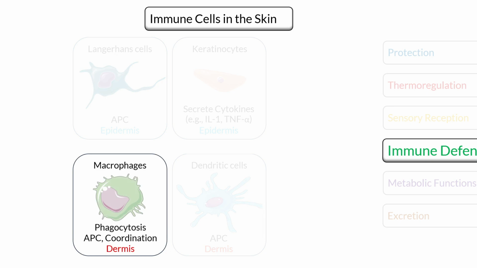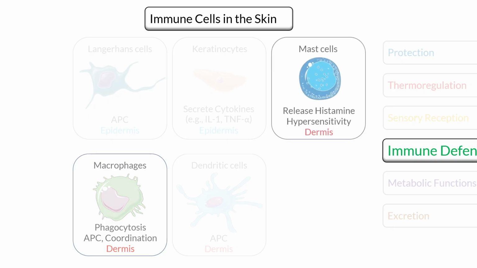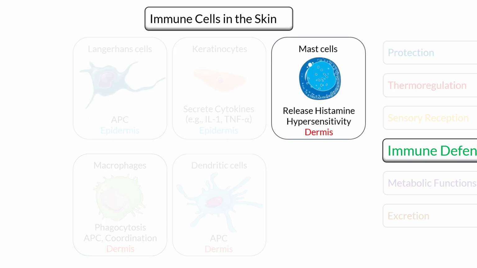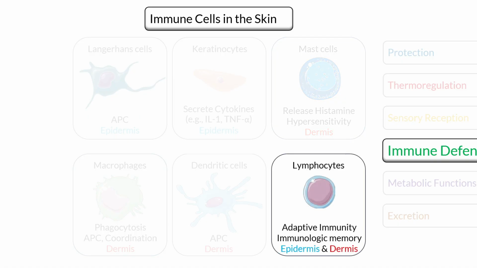Macrophages located in the dermis have several roles, such as phagocytosis and antigen presentation. Mast cells play a key role in allergic reactions by releasing histamine. T lymphocytes in the skin are mostly resident memory T cells, which allow the skin to mount rapid and antigen-specific responses upon exposure to pathogens.